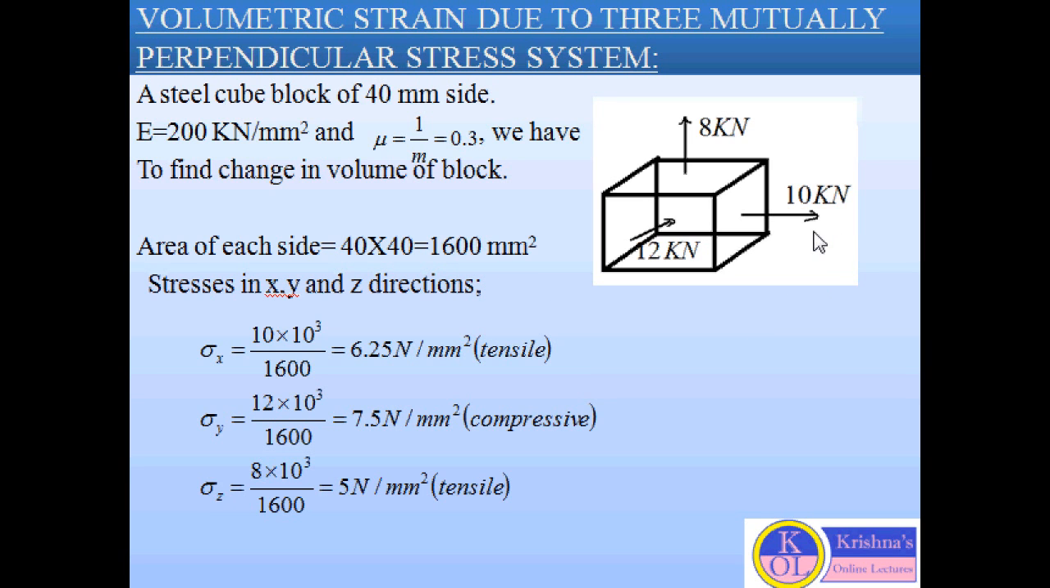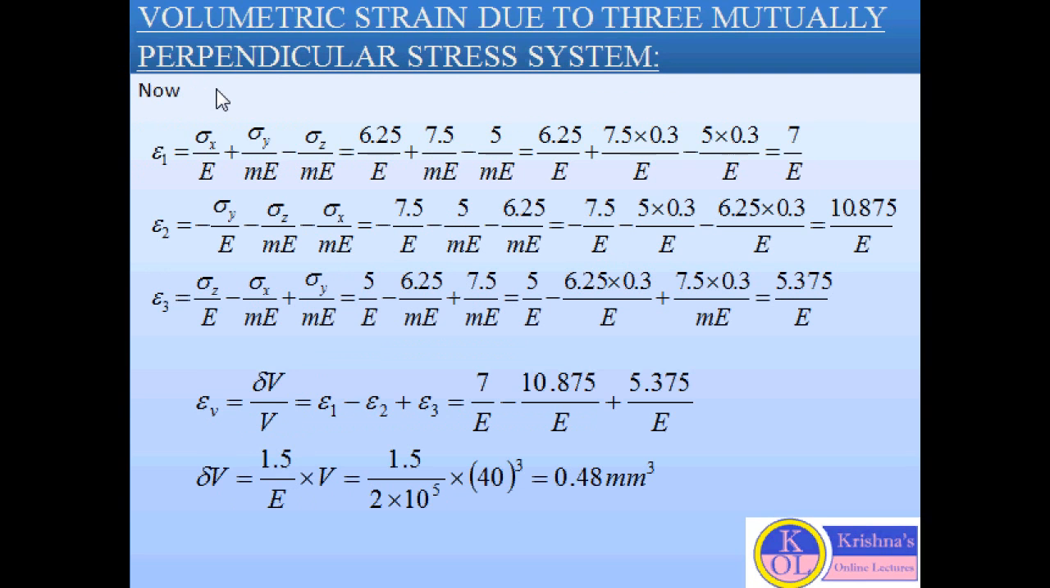We have the forces in each direction, x direction, y direction and z direction. So we can find out the stress here, sigma x, sigma y and sigma z. Sigma x is tensile stress, sigma y is compressive stress and sigma z is also tensile stress here. Now we have the values of stresses in x, y and z direction. Here we are considering tensile stresses as positive and the compressive stresses as negative.